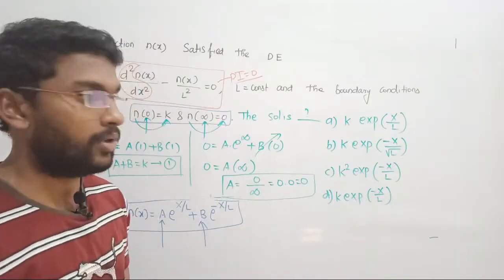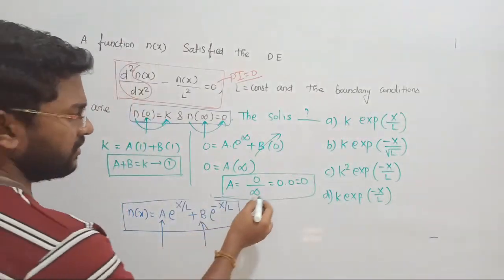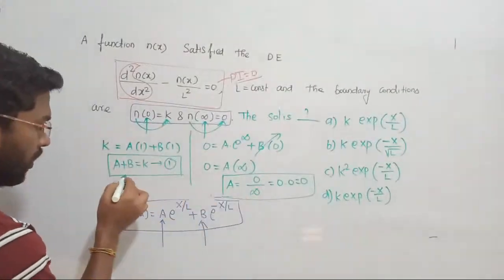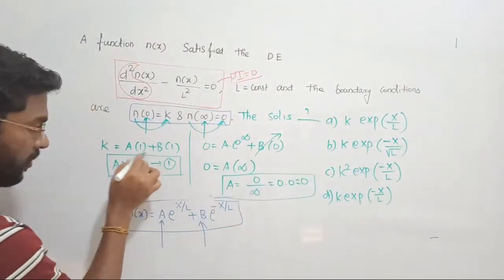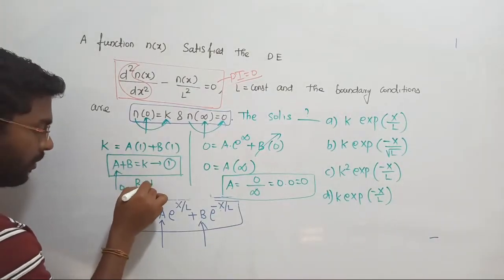That is indeterminate form. But 0 into 0 is a known form, we can say that is 0. Finally we got the answer a equal to 0, right? Let's substitute. Now substitute it in equation number 1. If I replace a equal to 0, then b becomes k.